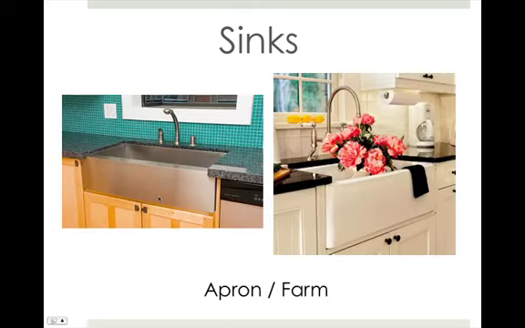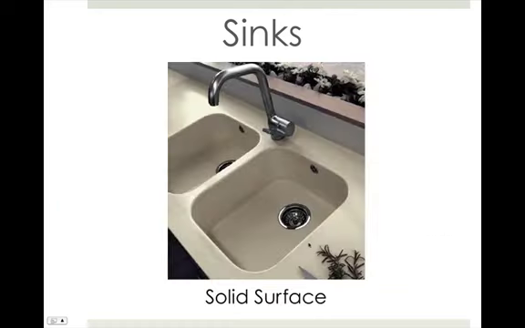Then there's the farmhouse or apron front sink, and this can be used in a contemporary application or in a more traditional application. And then finally we have solid surface sinks. This is when you specify a Corian material or something for the countertop, and the sink is actually molded from the same material. So this is essentially one solid piece.